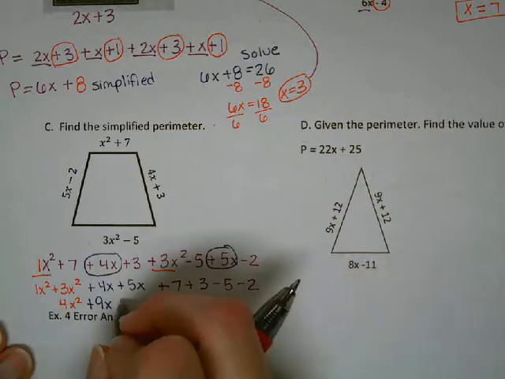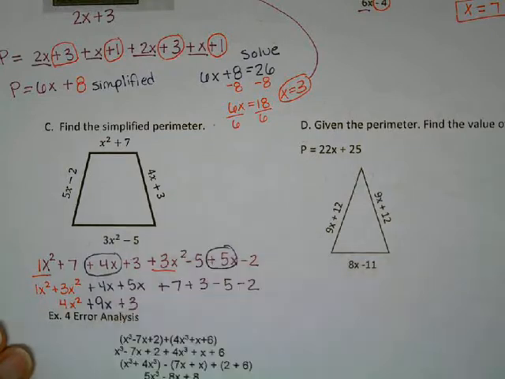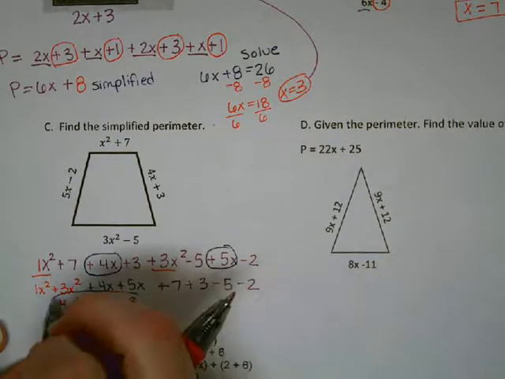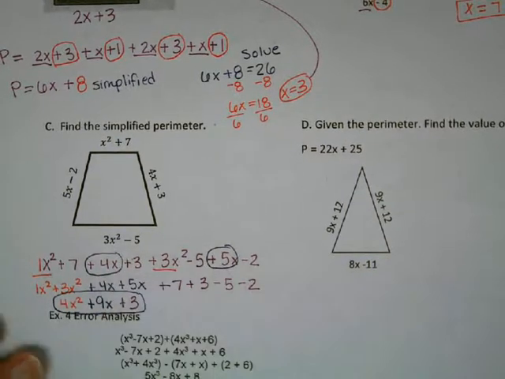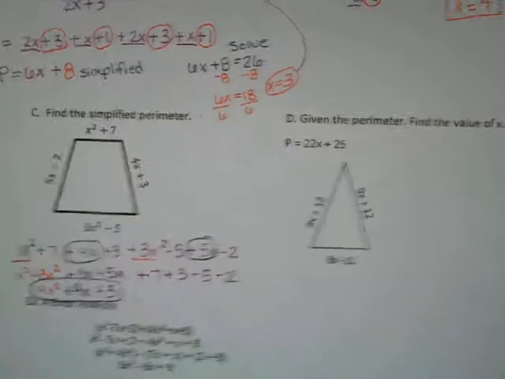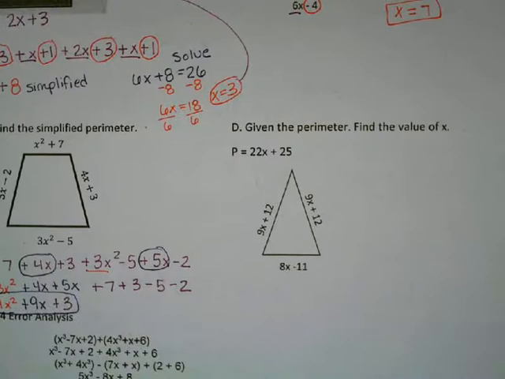So this is what's called the simplified perimeter. Okay. Again, just more practice with perimeter, adding up the sides. This one's a little different. It doesn't say equals like a number. It tells us it equals something else.